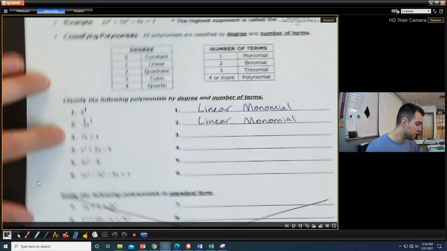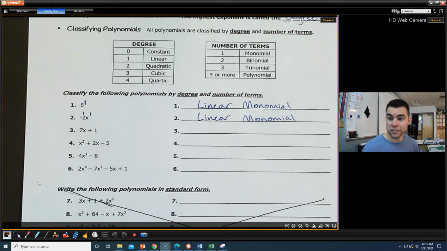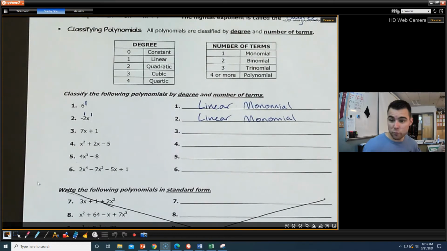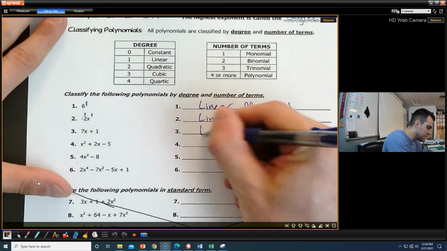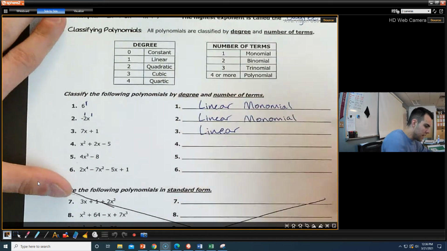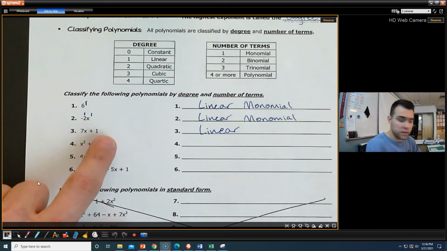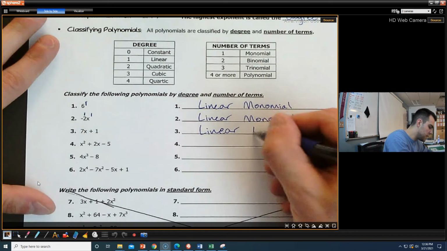So looking at number 3, first of all, let's start with the degree. What's the degree of this guy? Again, highest exponent looks to be 1. There's nothing showing up. This is a linear. And then how many terms are there? Well, this time there are 2 terms. So this would be a binomial, a linear binomial.